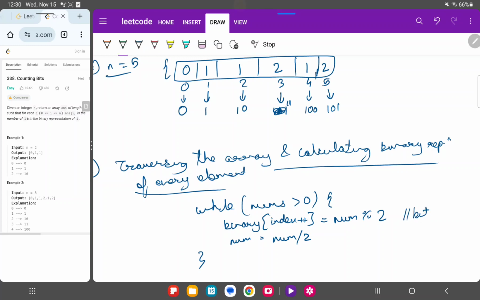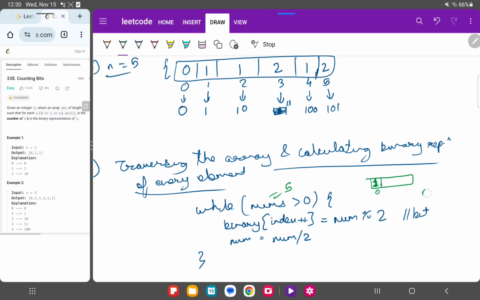So let's take an example. Let's say we have n equals 5, and we're working on num equals 5. So this will result in an array where the first index, let's say index equals 0 right now, will be filled by num percentage 2. What is 5 percentage 2? That is 1. So this would be the bit of 5.